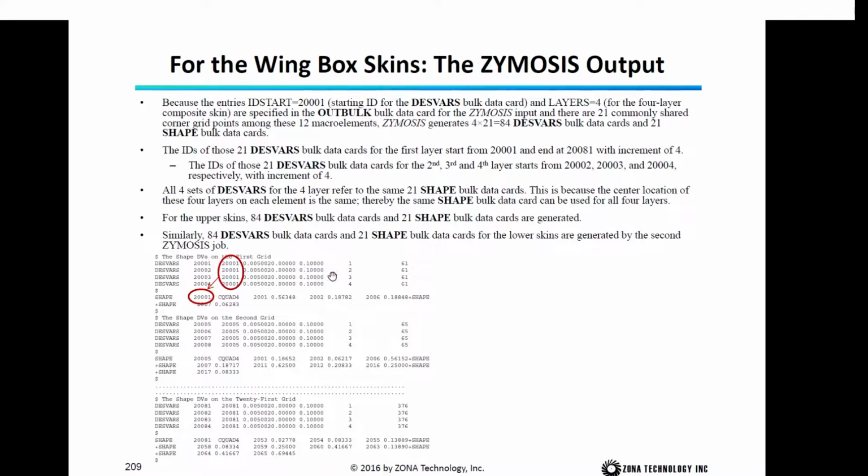Because we have 4 layers, the first DESVARS IDs are 2001, 2002, 2003, 2004. They refer to layer numbers 1, 2, 3, 4, and this is the minimum thickness, and this 20 is the maximum thickness. 0.1 is the initial thickness. It refers to the same shape card.